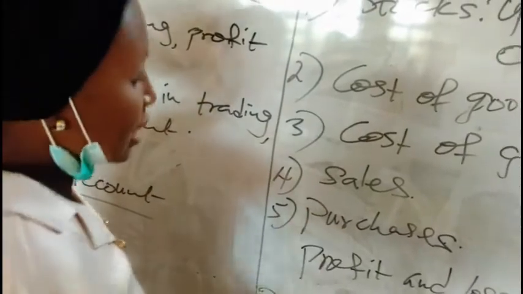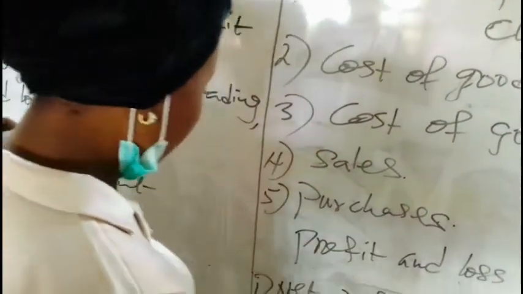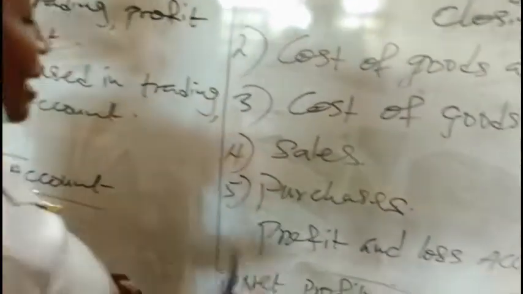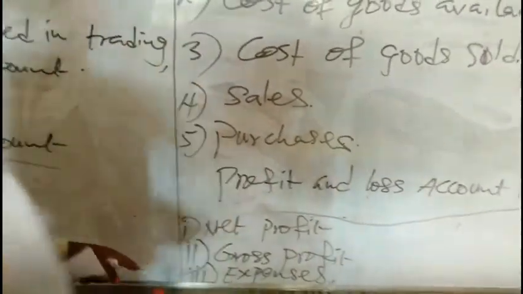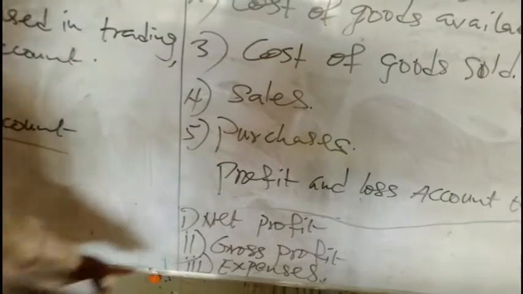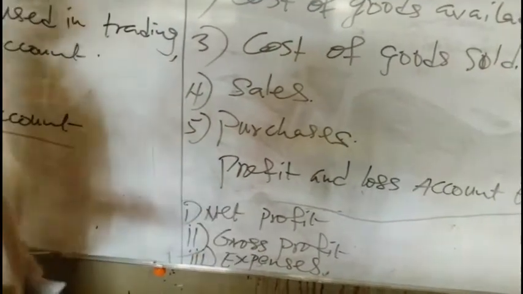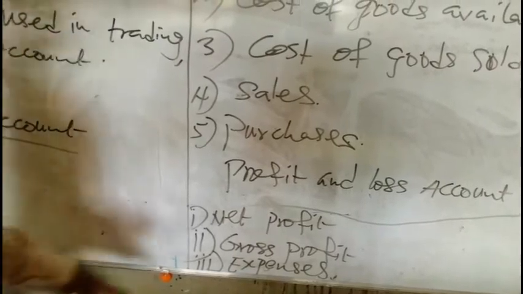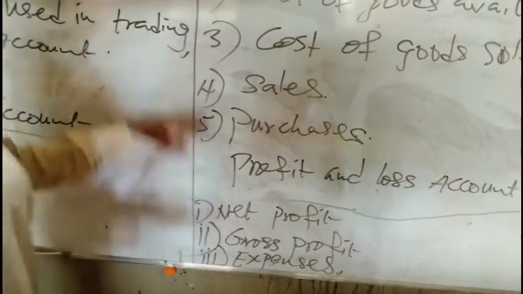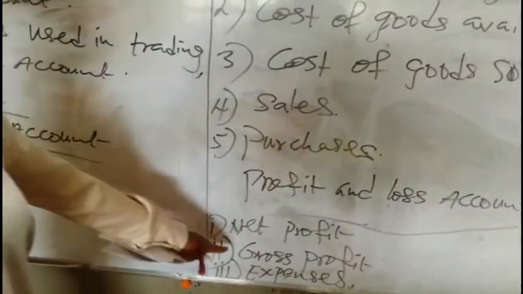In the profit and loss account, we have the net profit, which is the actual profit of the business. Number 2, we have the gross profit, which is not the actual profit of the business because the expenses have not been removed yet. And remember that the gross profit is realized from the trading account before moving into the profit and loss account.